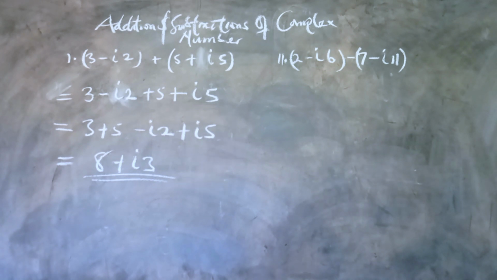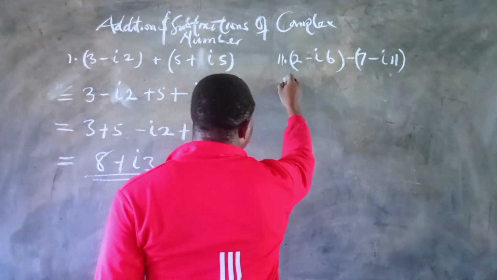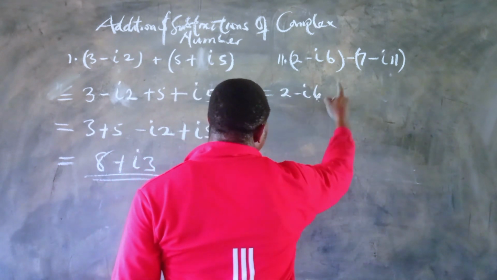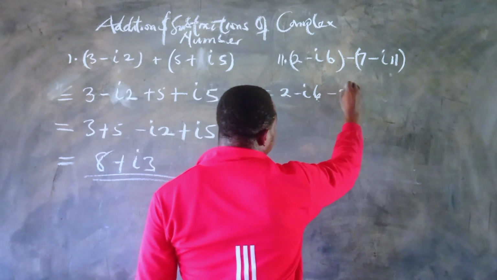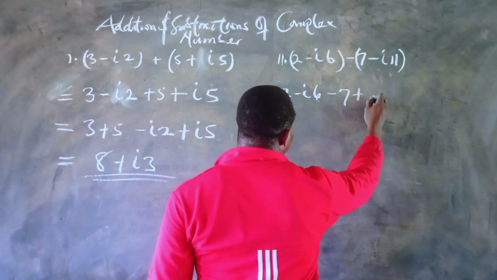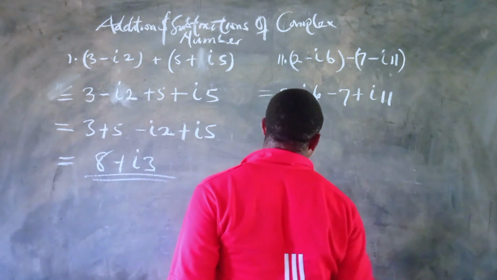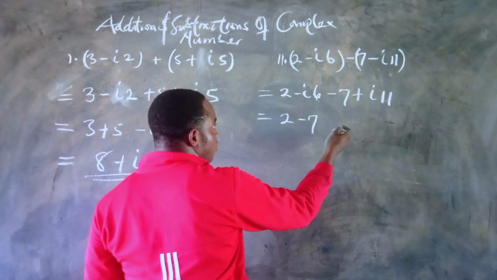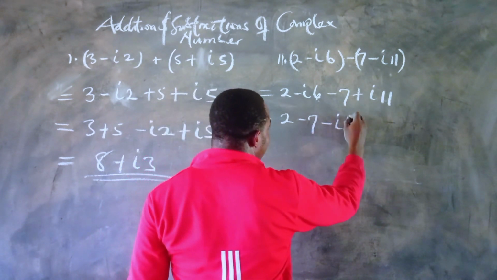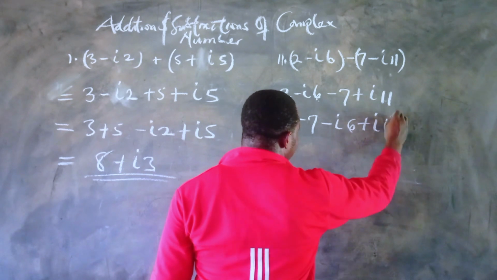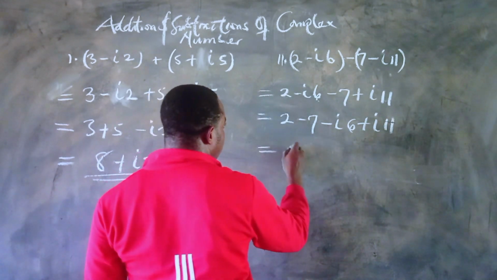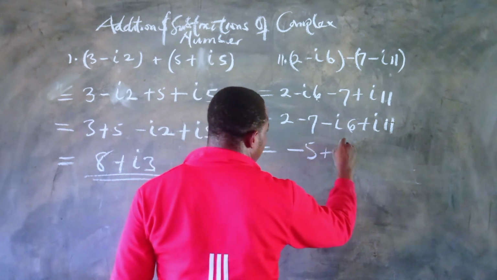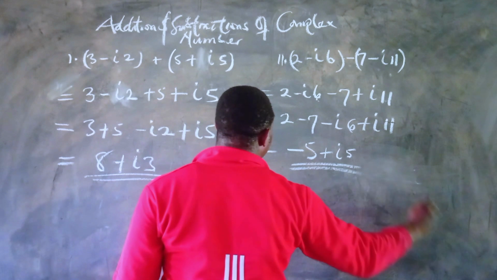So let's do one more just to be sure. Well, in this case it's a subtraction. So we have (2 minus i6), and let's open the brackets back there with the negative. So we have negative 7, and minus times minus is plus, so that's why we have plus i11. So let's go on and sort it. Let's rearrange them. So 2 minus 7 is negative 5, and negative i6 plus i11 is positive i5, and that's it.